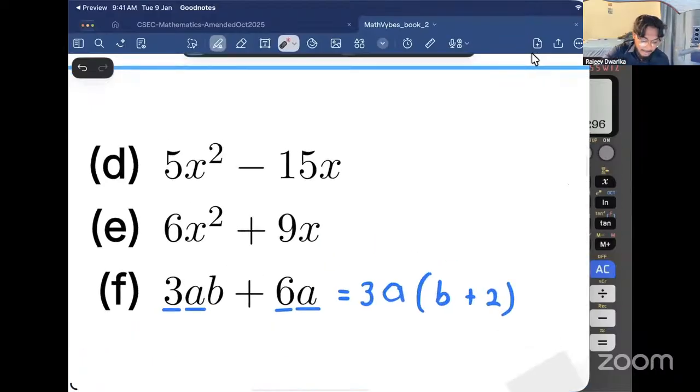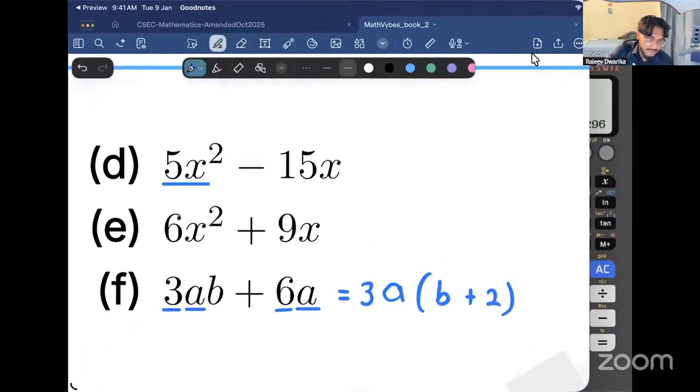Alright. Let's look at this slightly harder example, I would say. So the first thing I'd advise you to do is look at the numbers. So we have 5 and 15. What's a common factor of 5 and 15? What is our number that can go into both 5 and 15? Yes, 5 is correct.